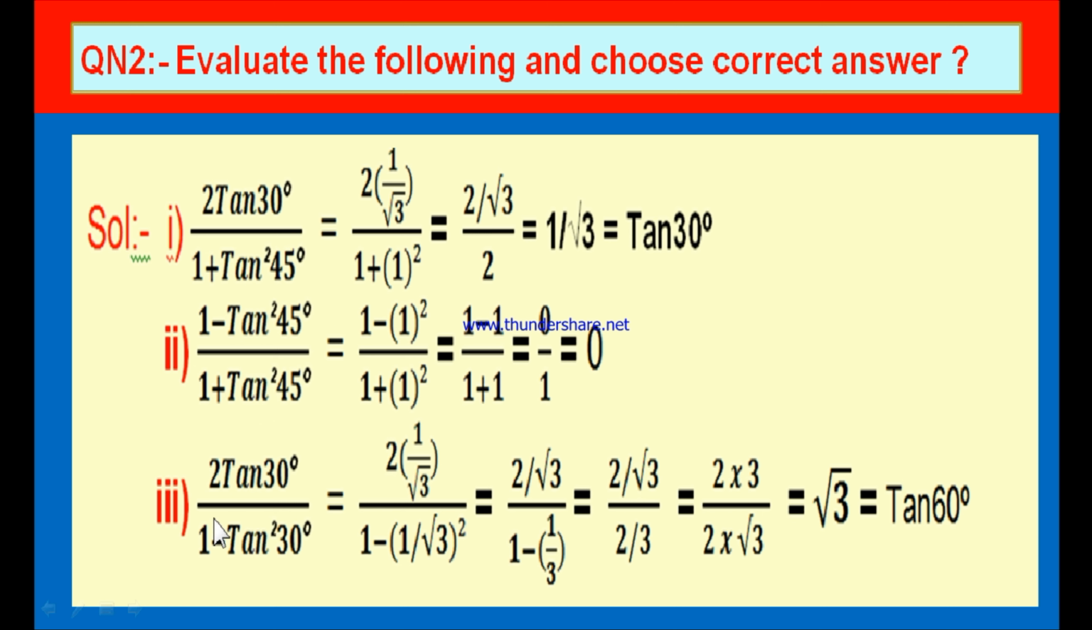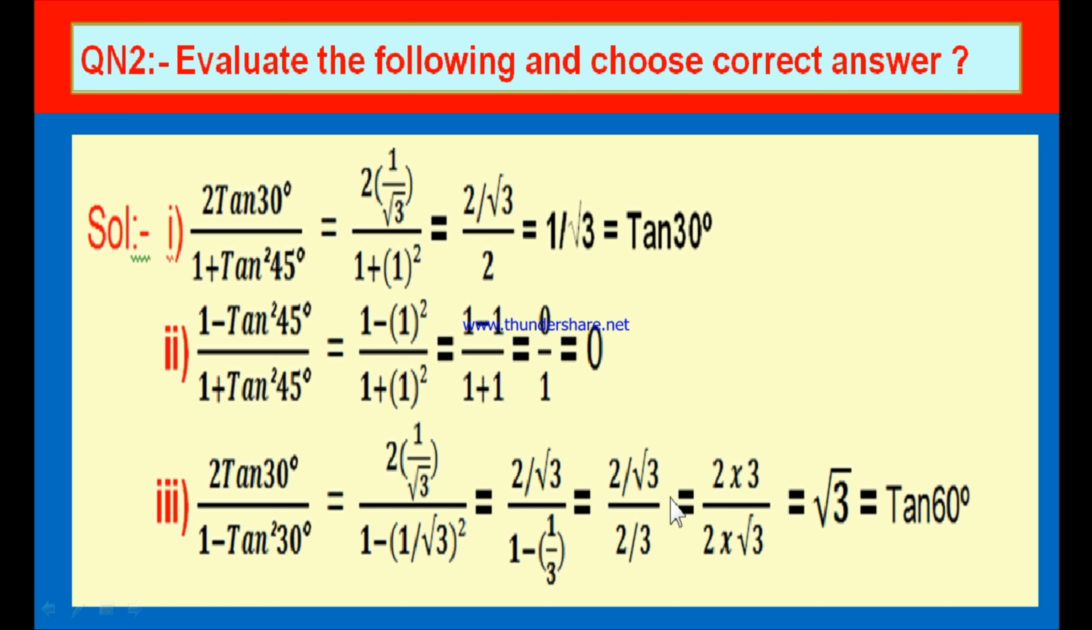2 tan 30 degrees by 1 minus tan square 30 degrees. This is equal to 2 into tan 30 degrees value is 1 by root 3 divided by 1 minus tan square 30, that is tan 30 whole square. That is 1 by root 3 whole square. 2 into 1 is 2 by root 3 at numerator. And at denominator 1 minus 1 by root 3 whole square is 1 by 3. 3 minus 1 is 2, so 2 by 3. Numerator is 2 by root 3. And denominator is 2 by 3.